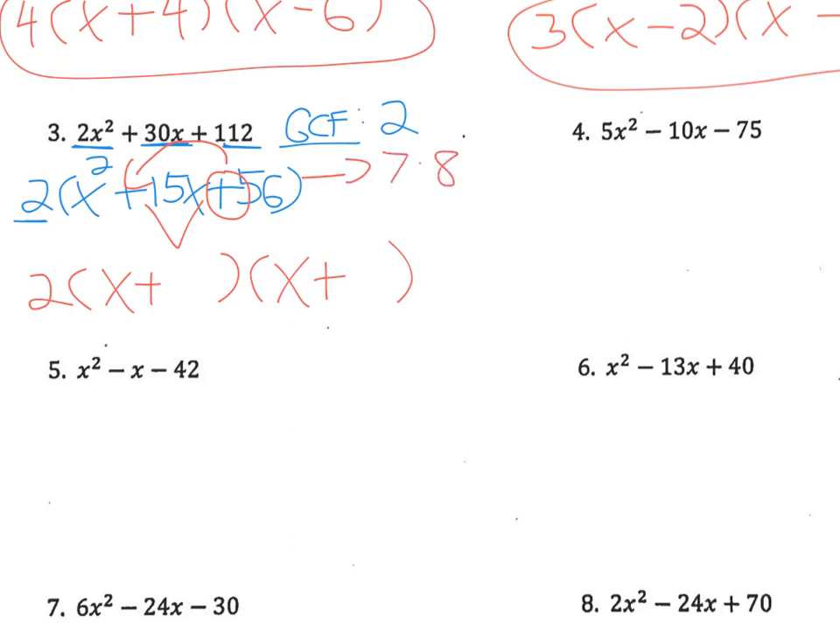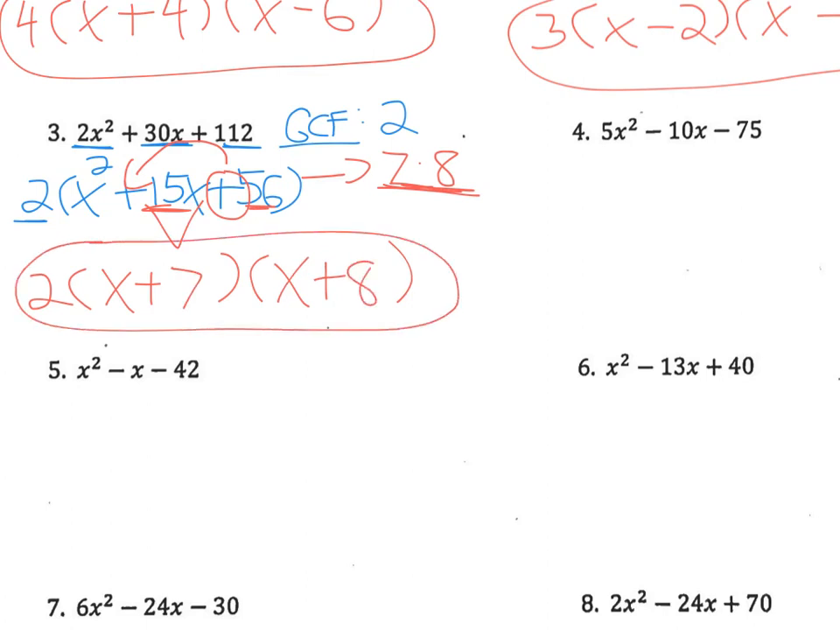You could list others like 1 and 56, 2 and 28. I'm not sure what else goes into it. But these, 7 and 8, when you add them, it gives you 15. And then 7 times 8 is 56. So we get 7 and we get 8. And that's it right there. All right, so you want to look for your GCF. Then after you factor that out, then factor it into 2 binomials.